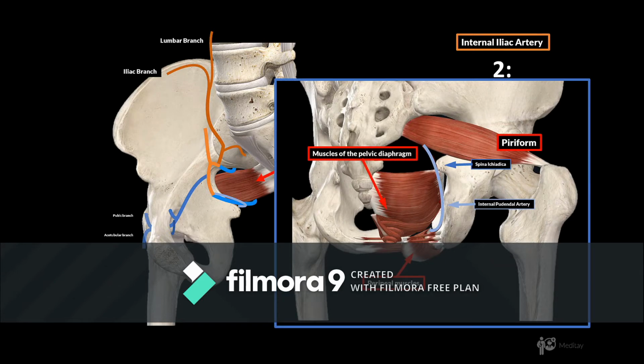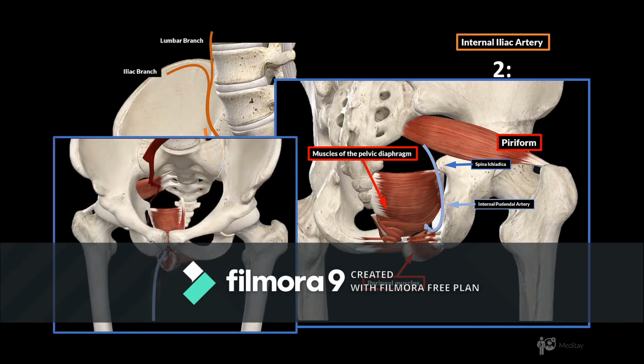As you can see here, it terminates in males as two arteries, the deep and the dorsal arteries of the penis, while in females it terminates as the deep and the dorsal arteries of the clitoris. So that was the course of the internal pudendal artery.